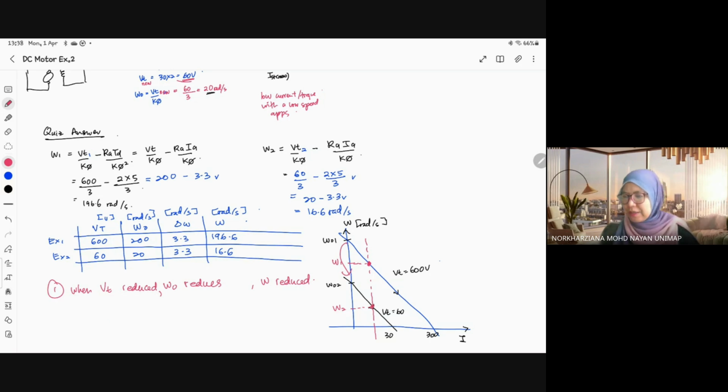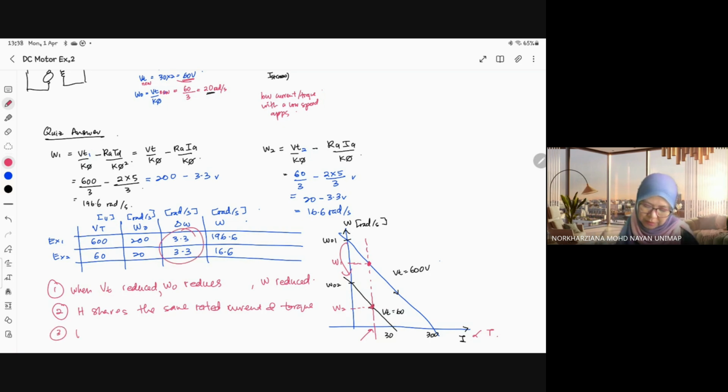What else? It shares the same rated current and torque, since it is directly proportional to torque. And what else did I see? There are no changes on the speed drop, because it has the same parallel line between 600 and 60 volt.